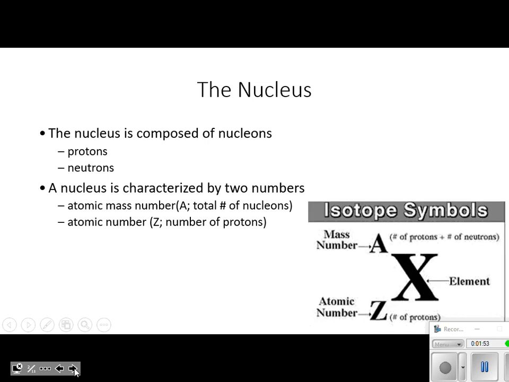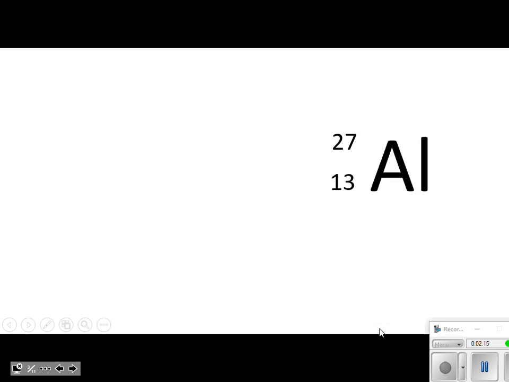So if I look at this, X is the element. Top number here is A. Now that top number we'll refer to as nucleons. Bottom number is Z, number of protons. Once again, this type of a symbol is nothing new to us. We dealt with those when we talked about isotopes. Okay? Now let's look right here.